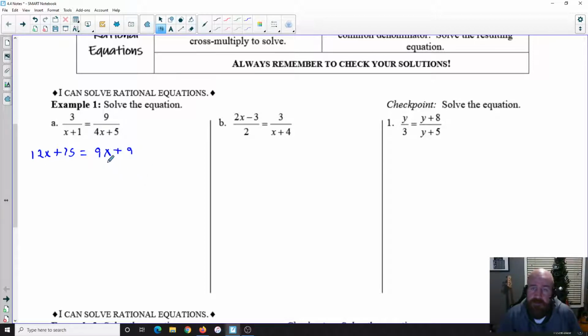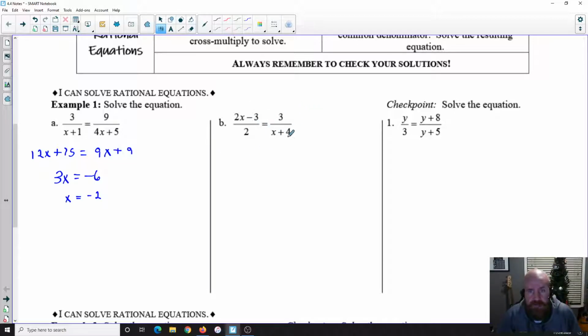Now we just solve it like we normally would earlier in the year. We're going to subtract 9, and subtract 15 from there, so we get negative 6, and x equals negative 2. If we plug this back in, we want to make sure it works out, and it should. So we go 3 over negative 1, so that's negative 3 on that side, and then we get negative 3 on this side when we plug it in. Remember, it's always good to check your solutions.